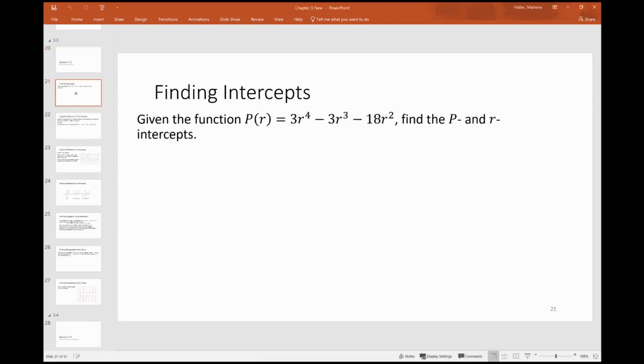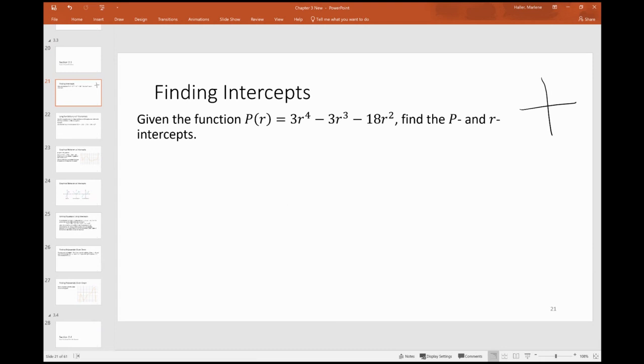All right, let's start with reviewing intercepts. We call the intercepts of a graph where it crosses the vertical or horizontal axis. On the vertical axis, all the input or x coordinates are 0. On the horizontal axis, all the output or y coordinates are 0.